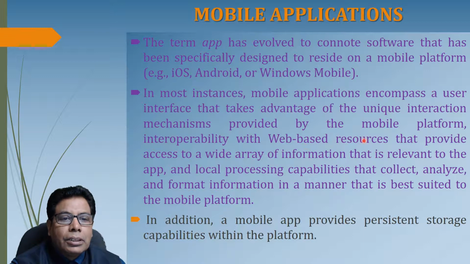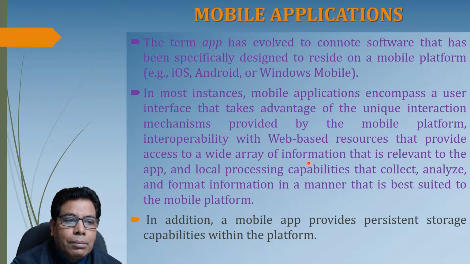Here you must understand this interoperability with web-based resources. There is interoperability between web-based resources and the mobile platform. Then only we can access the information that is relevant to the app from the web. If we acquire that information, we can provide local processing with the help of the mobile phone's capabilities that collect, analyze and format the information in a manner that is best suited for the mobile platform. This processing of information will be done on the mobile platform, and it will get the information from the web-based resource.